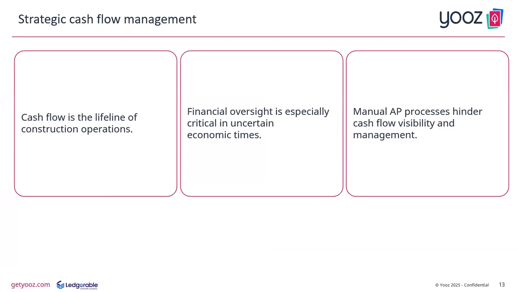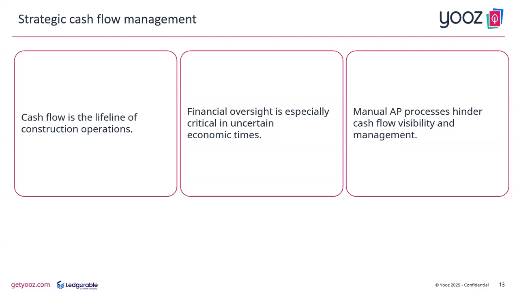Cash flow is king. Without accurate AP data, it's nearly impossible to forecast properly. Manual processes delay the visibility you need. The best advice I can give you: automate the capture and tracking of every single invoice from day one, so you're never guessing where your cash stands. Your cash flow is the lifeline of construction operation.